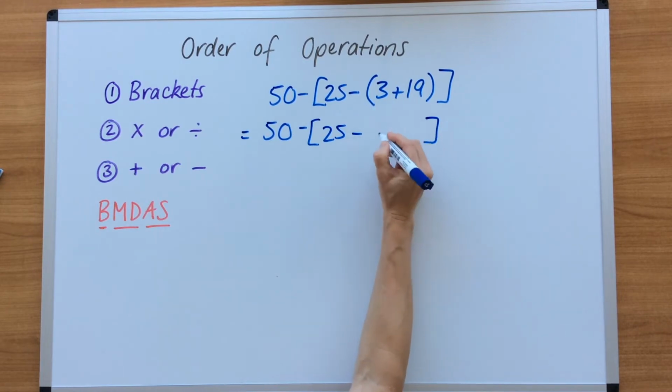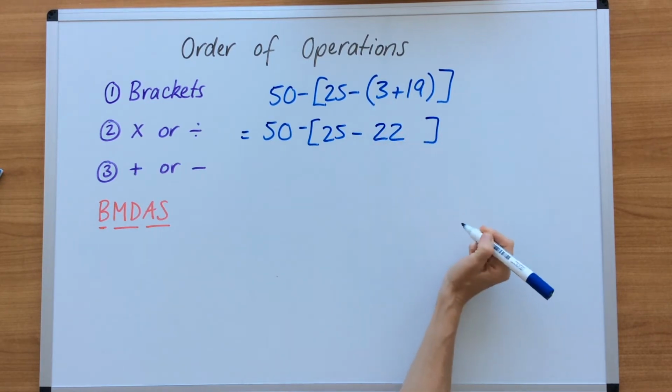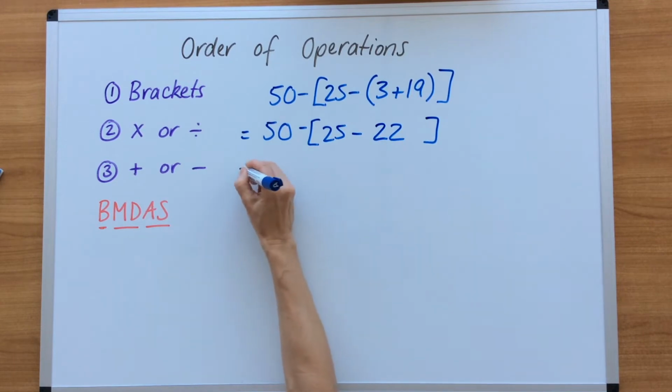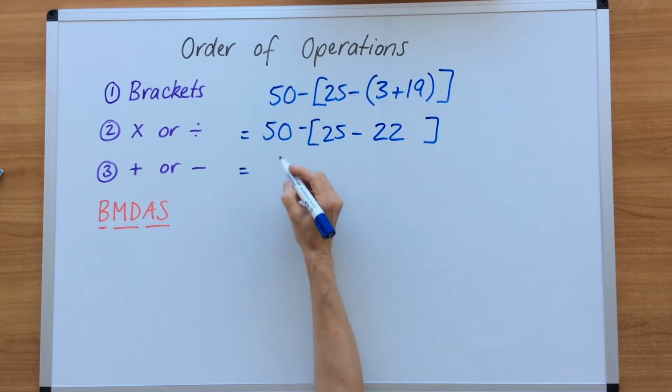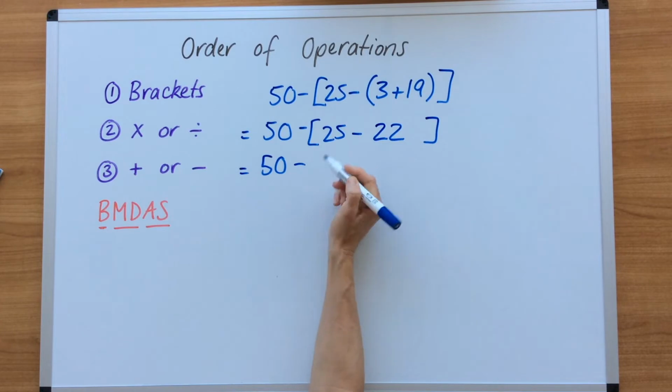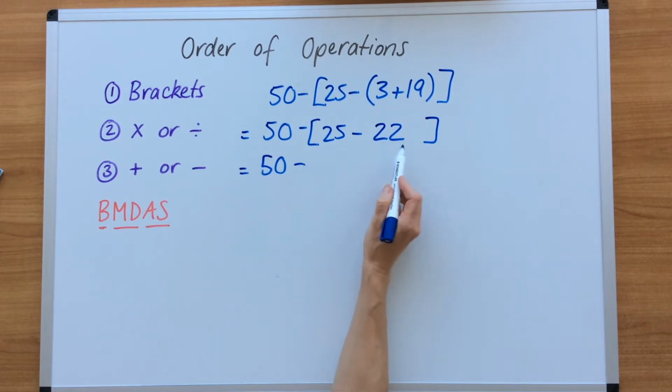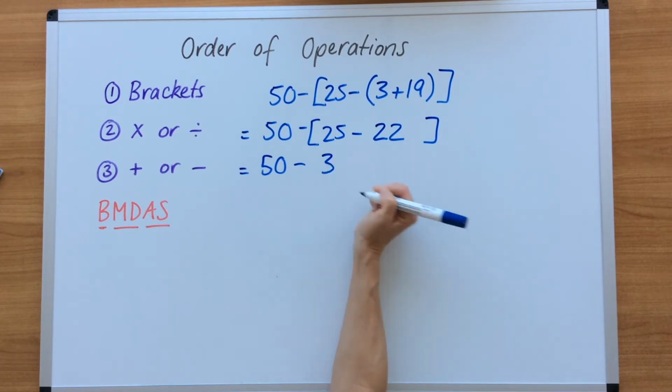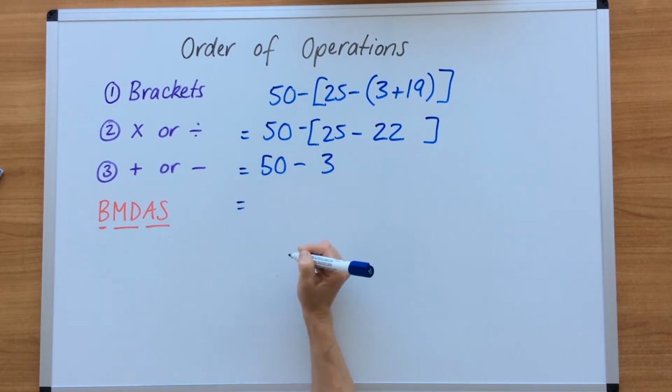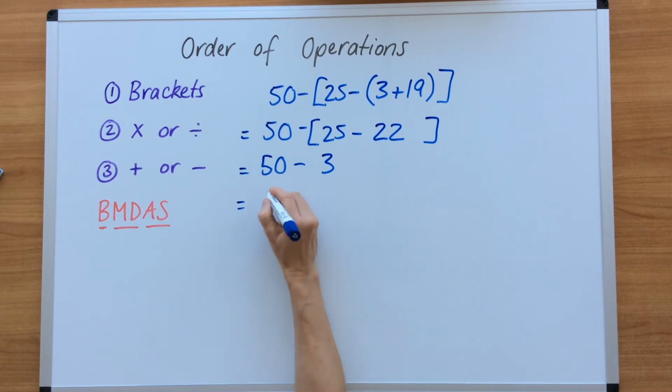So 3 plus 19 is 22. I've now done my first line. Drop the equal sign. I know that my 50 minus doesn't get used yet because I've got some brackets here. So I'm going to go 25, subtract 22, and that equals 3. Drop the equal sign. 50 minus 3 is 47.